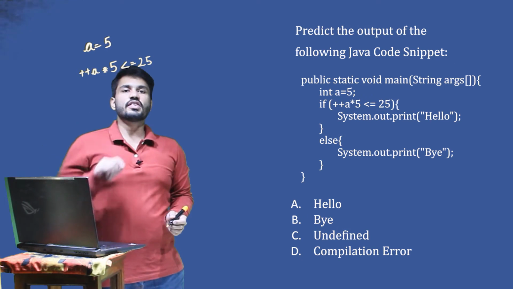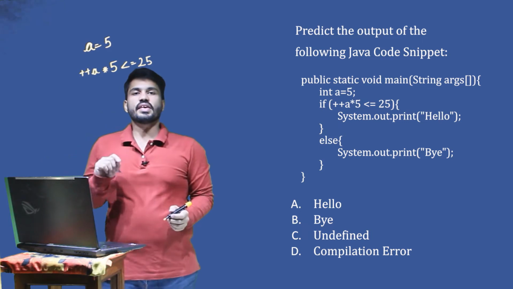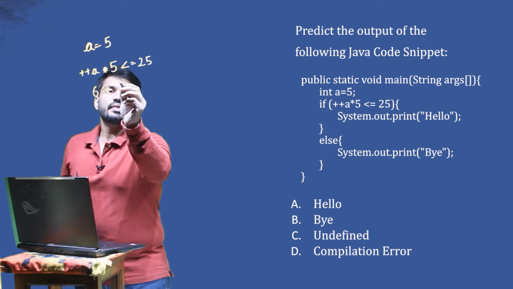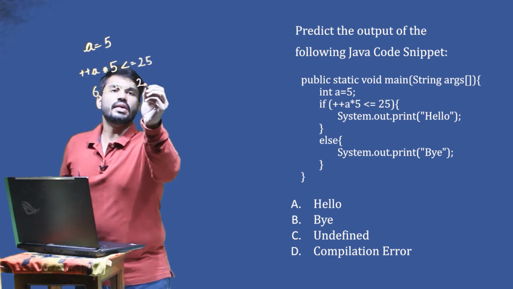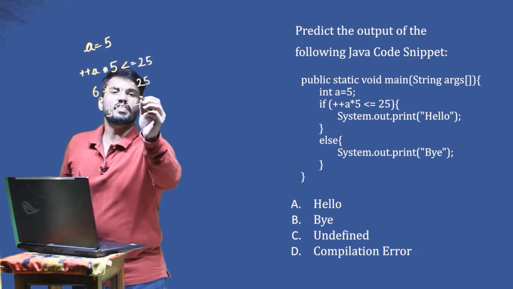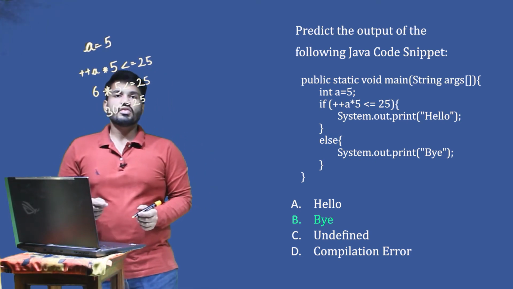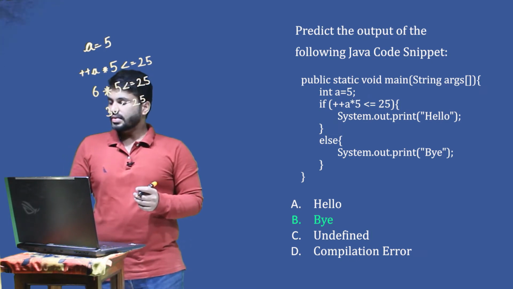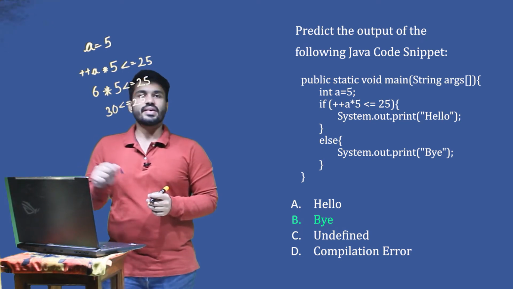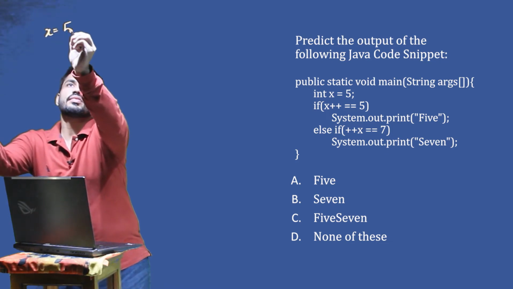Now in this we are using prefix notation. That means a will be incremented first, then we'll multiply it by 5. So a becomes 6. Now 6 multiplied by 5 <= 25. So this becomes 30 <= 25. This statement becomes false. So the statements inside if will not be executed, the statements inside else will be executed. So "bye" will be printed on the screen. The answer is bye.